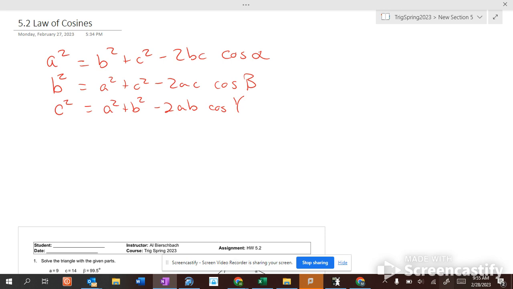All right. Those are the three law of cosines. Now, when do you use law of cosines? Well, when we don't have opposites. When don't we have opposites? Well, when we have side, side, side. So if this is like 16, 18, and 20, I don't have any opposites. So there's no way I can use law of sines.